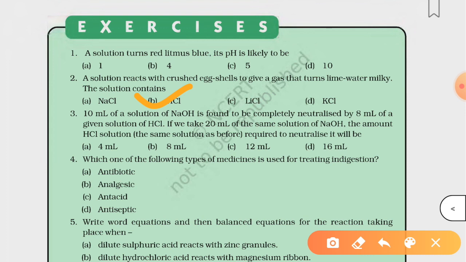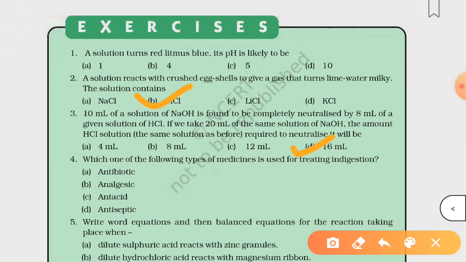Now moving to the third one: 10 ml of a solution of NaOH is found to be completely neutralized by 8 ml of a given solution of HCl. If we take 20 ml of the same solution of NaOH, the amount of HCl solution required to neutralize will be... As you heard, if we take double the amount of the same NaOH solution, the amount of the same HCl solution required for neutralization should be doubled. So 16 ml of HCl will be required to neutralize 20 ml of NaOH. So our answer should be 16 ml.